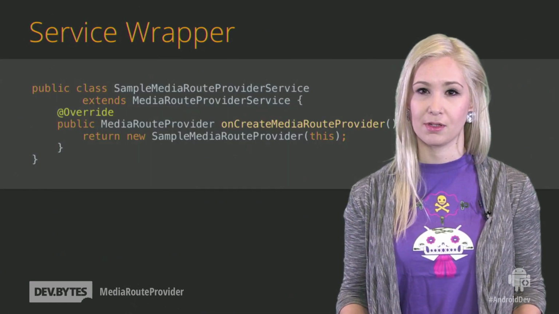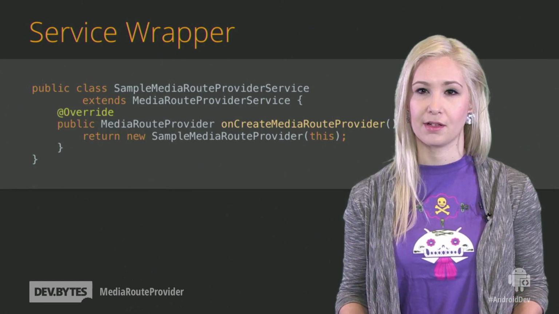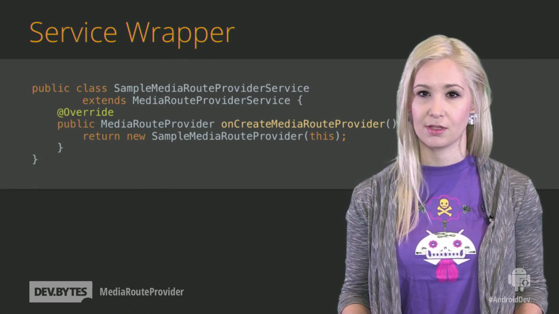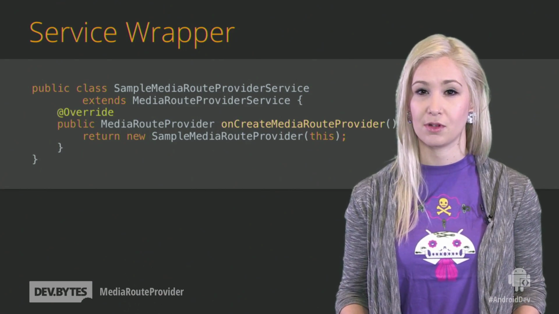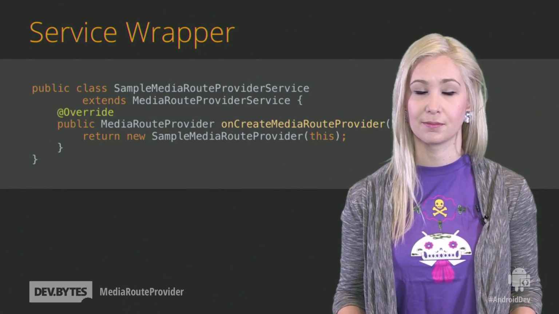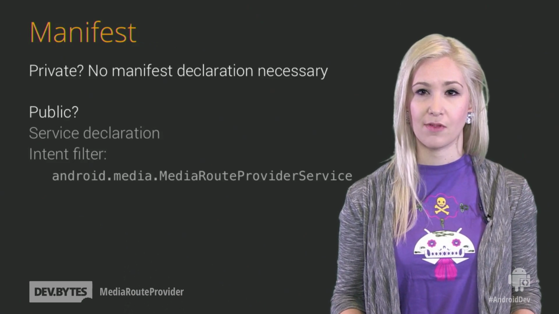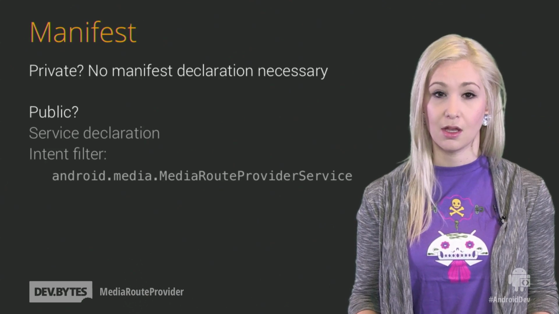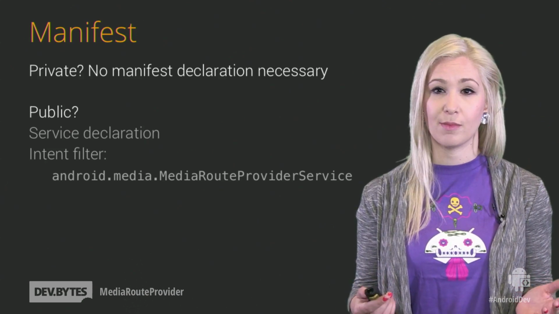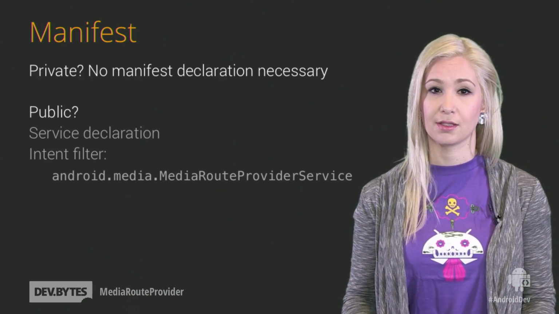Next is the service wrapper. To enable other applications to use the provider, a MediaRouteProvider should be wrapped in a service. To do this, extend the MediaRouteProvider service class and provide an instance of your MediaRouteProvider from within the class. You can make a MediaRouteProvider private within the scope of an app by simply calling MediaRouter add provider. No service needed. But in this example, we'll make the MediaRouteProvider available to all apps on the device.